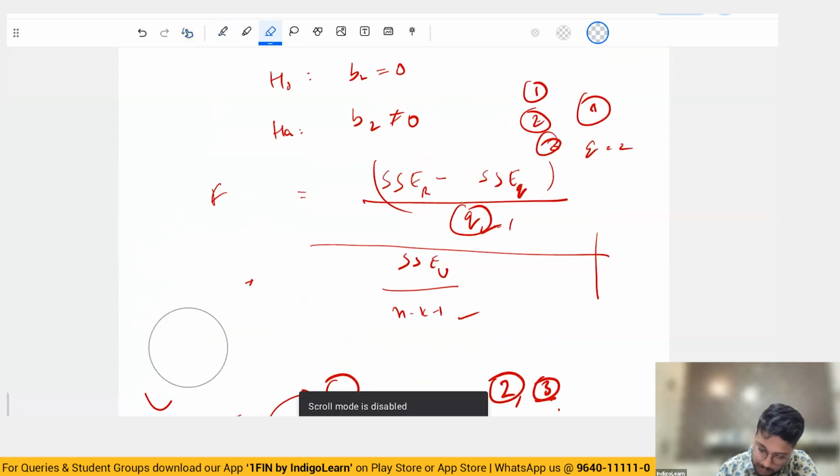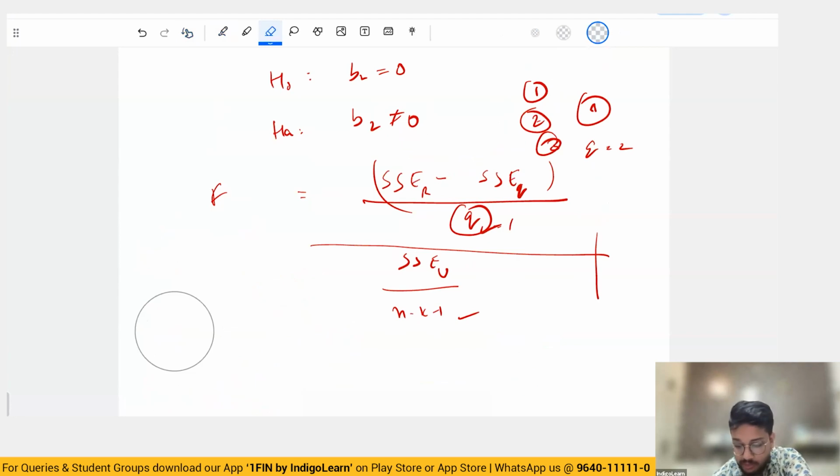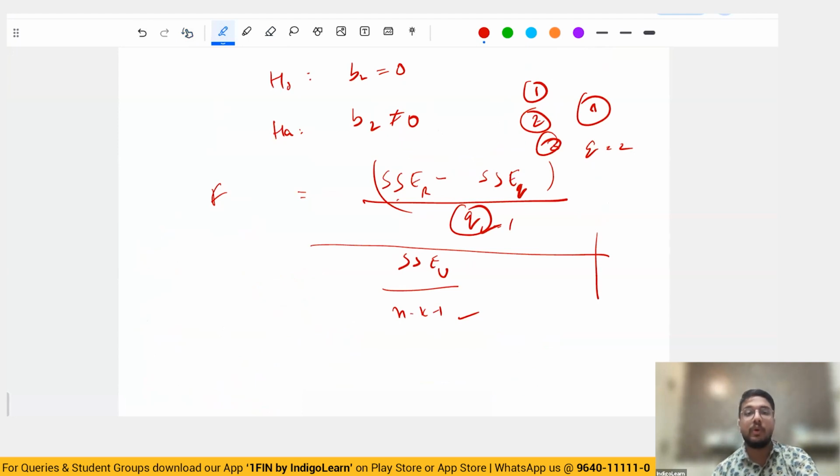So all you have to do is input the values. SSE of the restricted minus SSE of the unrestricted, divided by Q, over SSE of the unrestricted divided by n minus k minus 1. You have to just input the values over here and arrive at the F statistic. Tell me the value. How much is the F statistic, please? Please solve this.